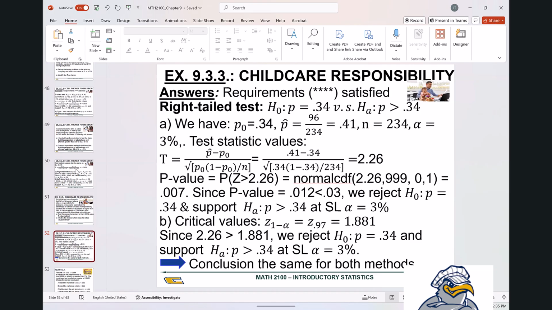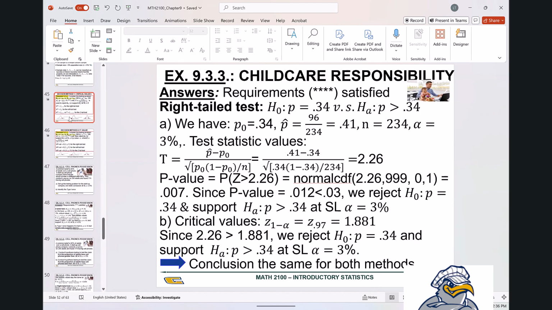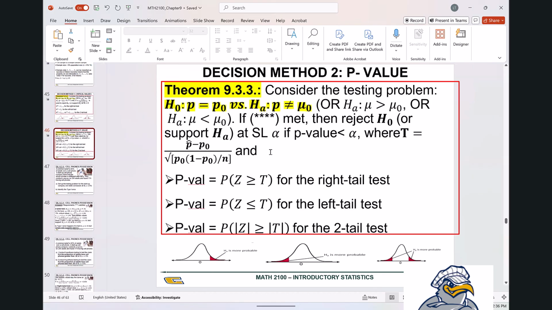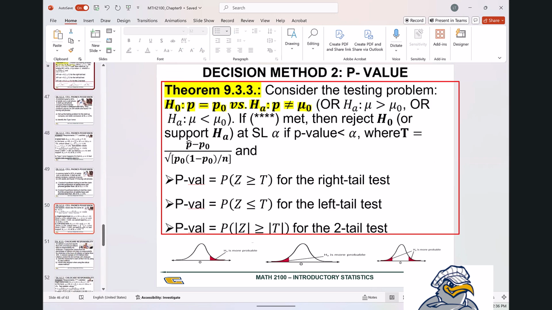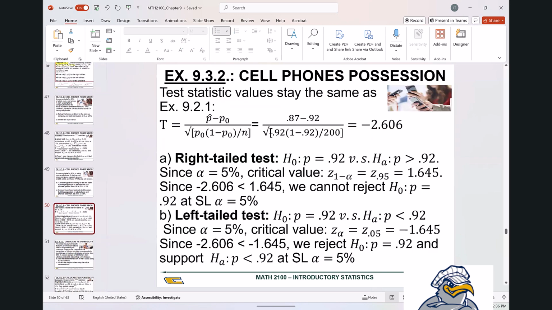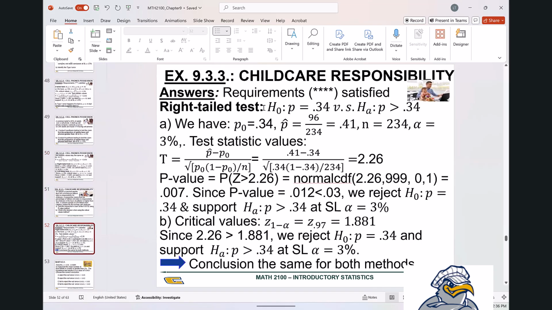Because in part A, we look at the p-value method. So we look at theorem 93 here. In order to do the p-value method, first you need to calculate the test statistic. And with a right-tail test, this is the p-value you calculate. So here, the test statistic will be p-hat subtract p naught, divided by this quantity. So you plug in your p-hat, which will be 0.41, subtract 0.34, and divide by this much.